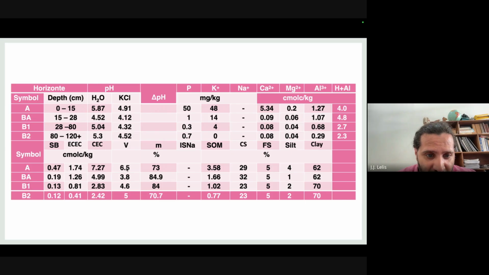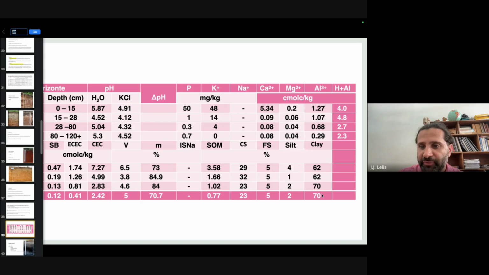All horizons are dystrophic. We register a very high aluminum saturation, indicating that aluminum is the major cation fulfilling the CEC, of course, aluminum and hydrogen. The saturation by sodium is 0 because we don't have data of sodium. The soil organic matter content is not quite low. And here I have the content of coarse sand, fine sand, silt, and clay. This data is important for us.